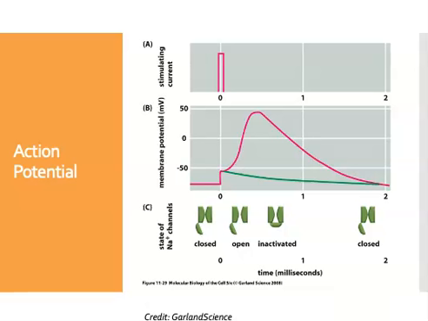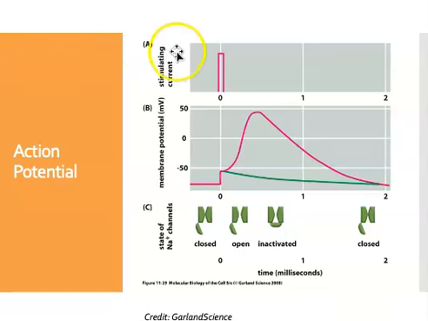Over the next several slides, we're going to look at a graph of electrical potential across the membrane of a neuron. We're going to apply a stimulus to a neuron, and we're going to see what happens to the voltage across the membrane again. And we're also going to watch what happens specifically at the sodium channels. Now, the potassium channels are also involved in this, but they're not drawn on this particular slide.